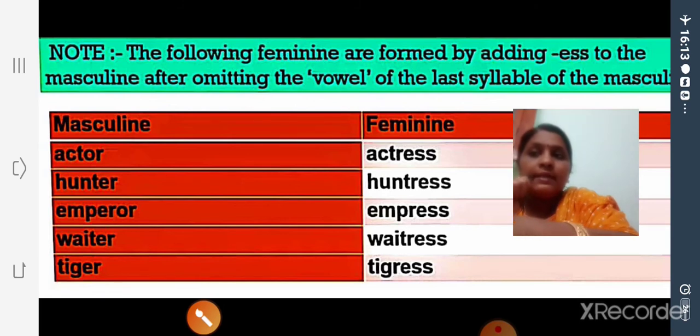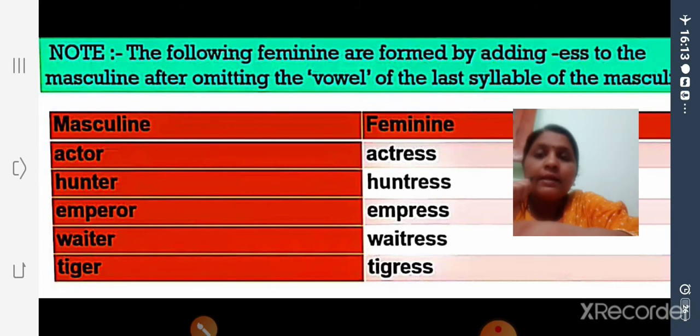Like that, hunter. Hunter's last vowel sound is E, and we omitted E and added ESS, and it became huntress. Then emperor. Emperor, O. Omit O and add ESS, then it became empress. Waiter, waitress. Tiger, tigress. So that is an important rule: after omitting the last vowel of the last syllable, add ESS, and thereby we can form the feminine gender.